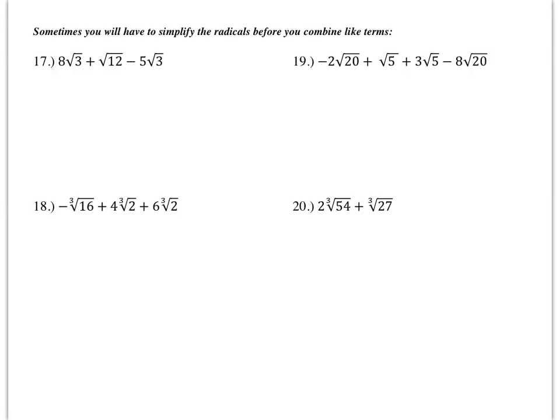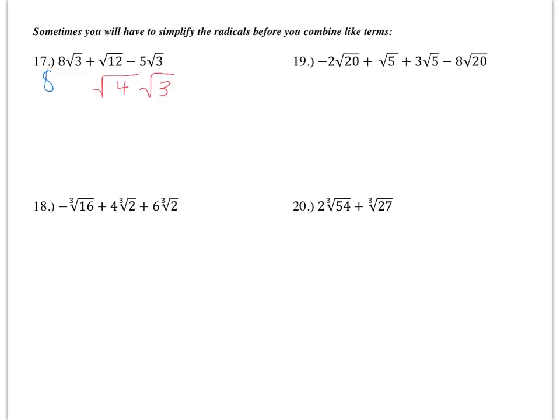These questions are a little bit different because sometimes you're going to have to simplify the radicals before you can combine like terms. So in number 17, we can see that we can combine the two that have radical 3's. But let's look at that radical 12. Before we do anything, let's simplify that because inside radical 12, there's a radical 4. Let's change that to radical 4, radical 3. Everything else I'm just going to copy down. I'm not going to do anything else to that.